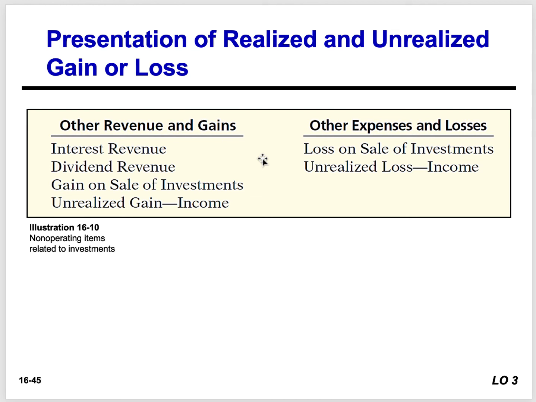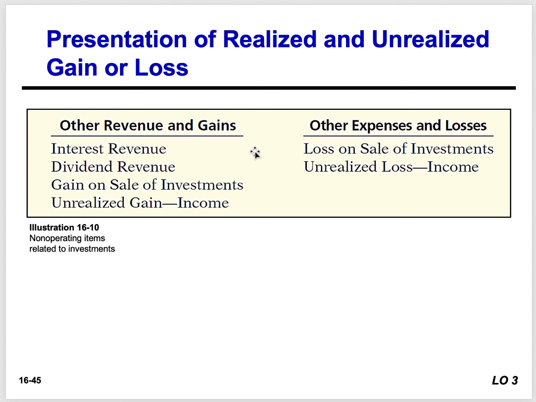When we want to present the realized and unrealized gains and losses, right? What goes under each category? Well, we're going to bring it all together because we already talked about it, right? When we're looking at other gains and losses, things like interest revenue, dividend revenue, gain on sale of investment, and unrealized gain income, those are under the category of other revenues and gains, right? Other expenses and losses. What falls under that category? Well, obviously, losses on sale of investment, as well as unrealized loss income, right?